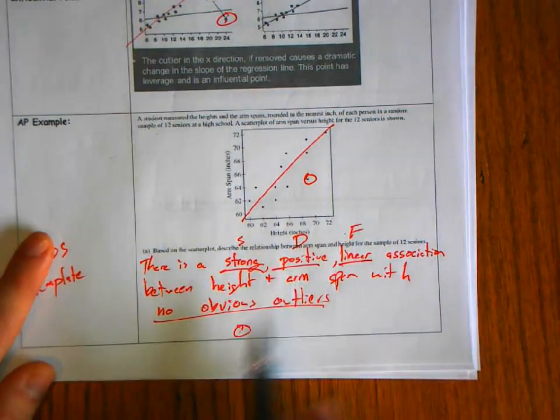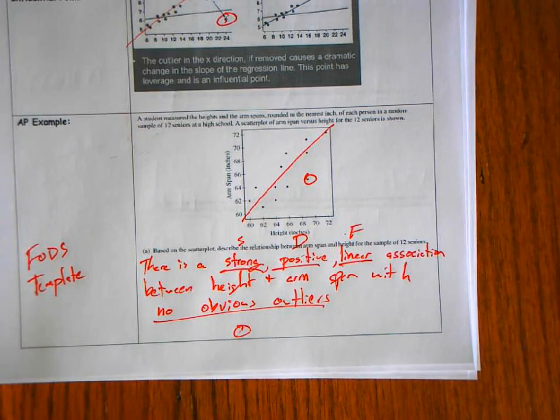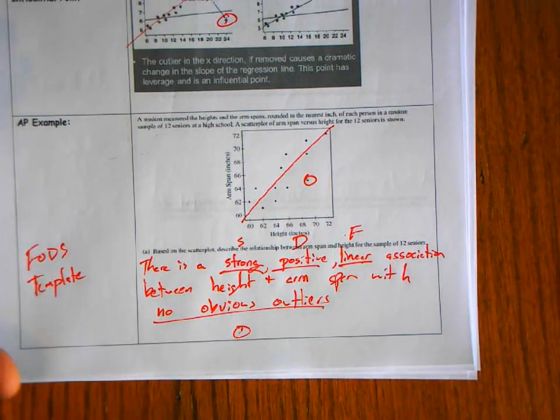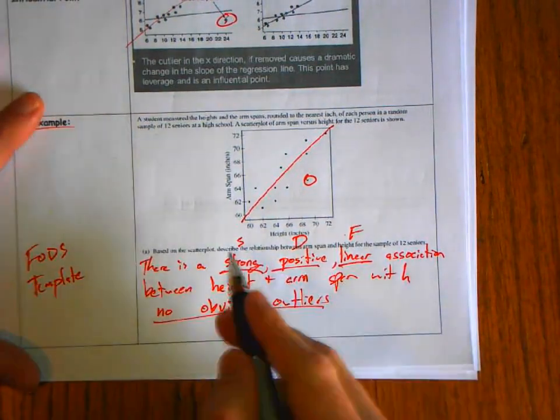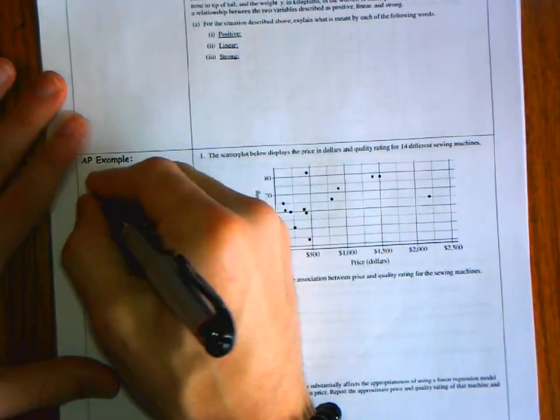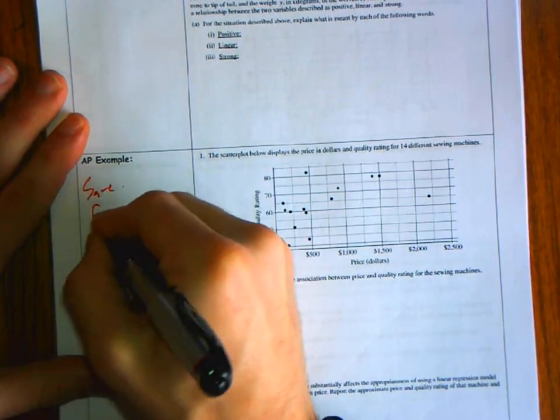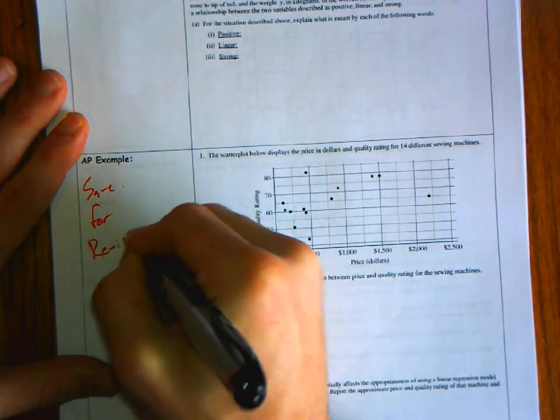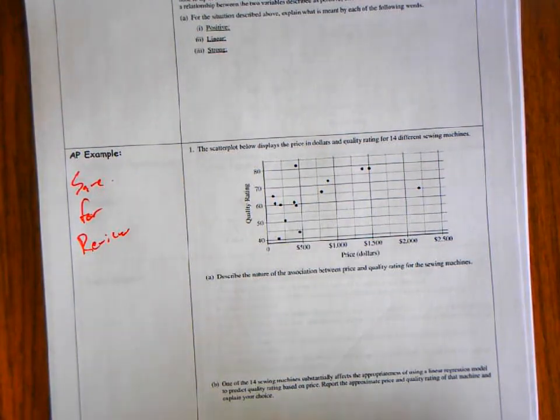FODS, SDFO. I don't care how you remember it, but that's the acronym I'm going to be using. So that's a FODS template. It's an AP template. You're going to need this. Make sure you've got this. It's an important example. So AP example, you got one on the next page here for you. We're going to do the top one. The second one we're going to save for a review day. We'll come back to that later.